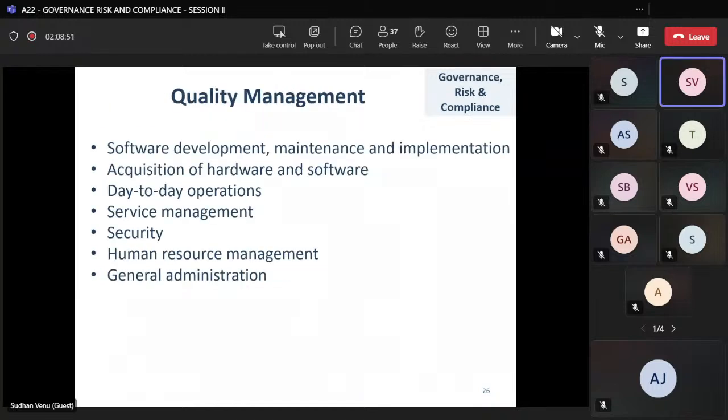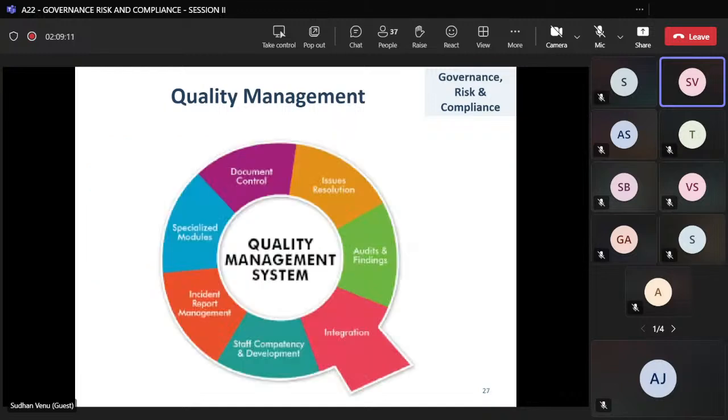The next one is quality management. Quality management covers software development, maintenance and implementation, acquisition of hardware or software, day-to-day operation and service management, security, human resource management, and general administration. All the activities should be handled in a quality way. That is what I mentioned for quality management.